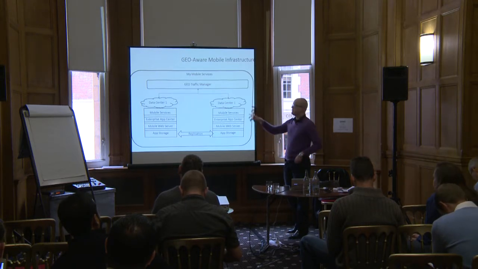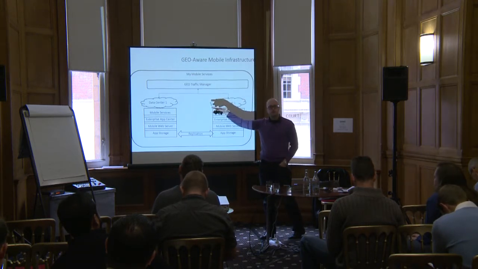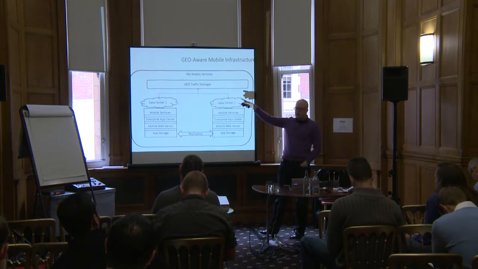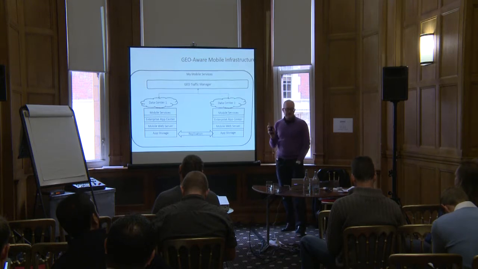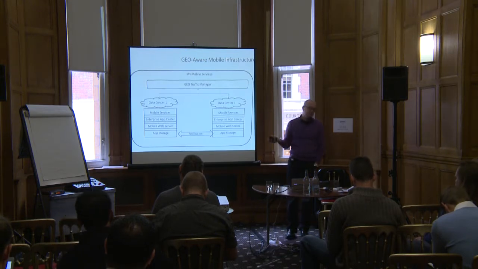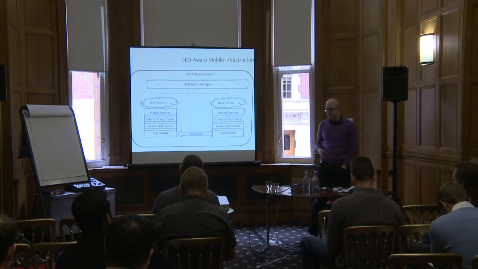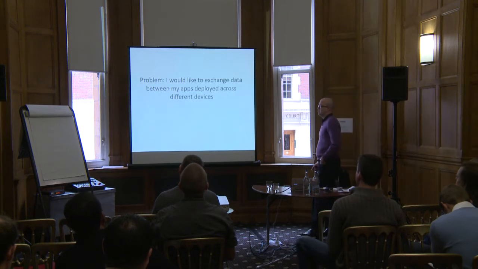So a good pattern for that is services with a geo-traffic DNS in front, storage replicated across different data centers, and that should be on a stateless communication, and that should take care of 80% of the problem.